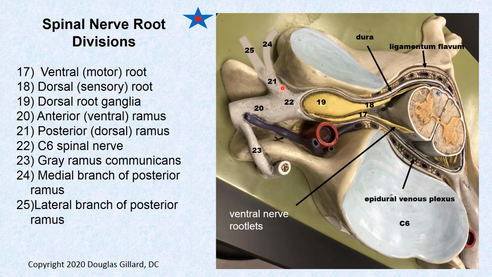Posterior rami are important. That's going to split into two branches. A medial branch, so that's the medial branch of the posterior rami. That one's going to give life to the facet joint here. People with chronic facet joint pain, the pain is transmitted down the medial branch. There's medial branch blocks that you've probably heard me talk about.